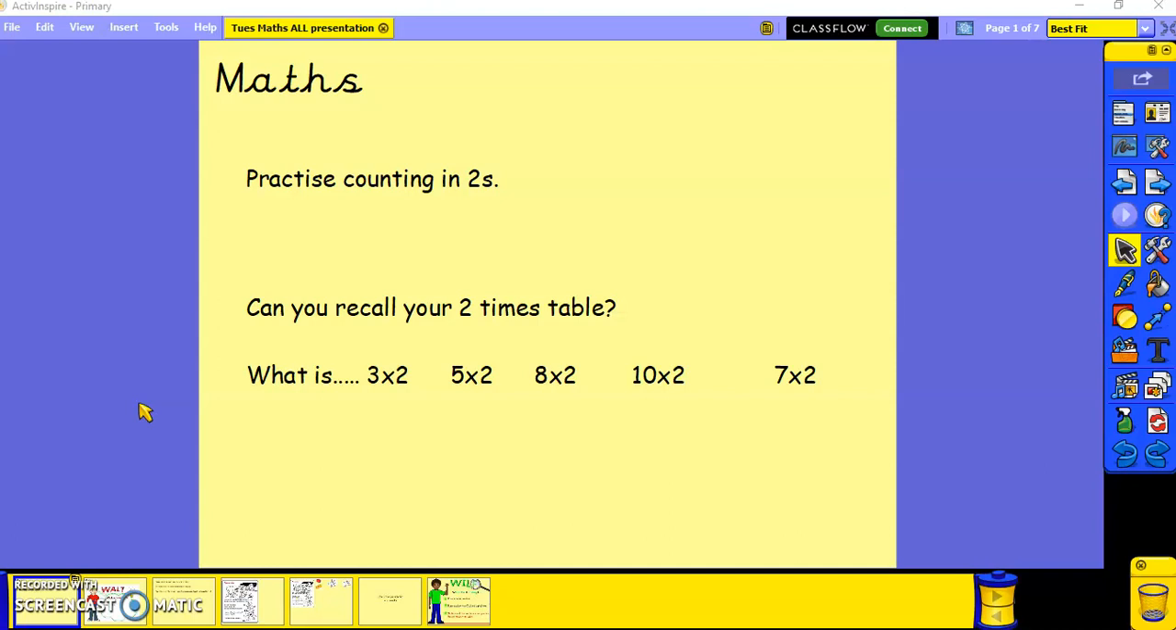And now, can you recall your 2 times table quickly? If I say the number sentence, can you tell me the answer? Maybe you could write them down quickly. So what is 3 times 2? 5 times 2? 8 times 2? 10 times 2? And finally 7 times 2. So well done if you correctly wrote down the answers, which are 6, 10, 16, 20 and 14.